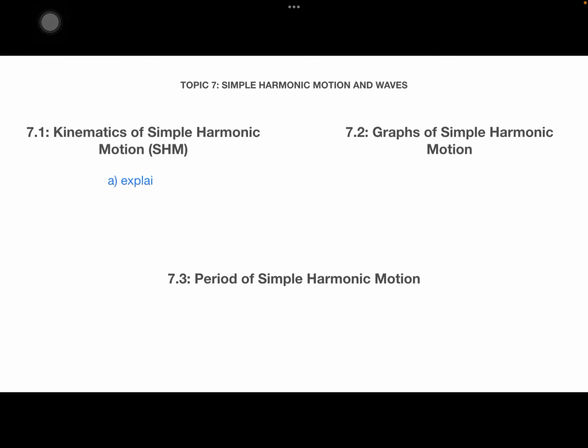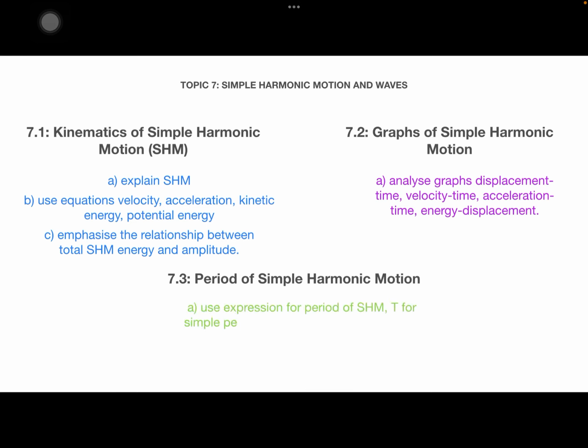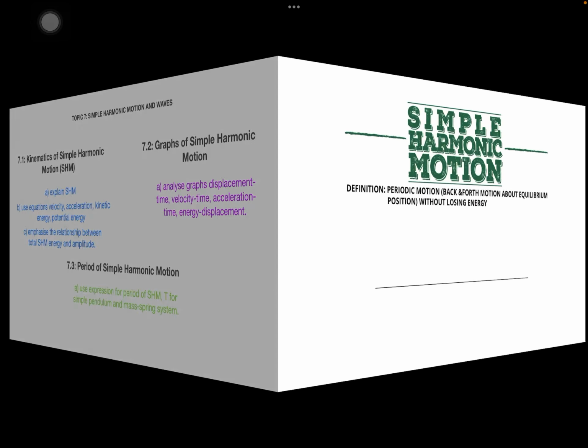In the subtopic 7.1 Kinematics of Simple Harmonic Motion, we will explain the simple harmonic motion and use the equation velocity, acceleration, kinetic energy and potential energy. Also, we will emphasize the relationship between total SHM energy and amplitude. In the subtopic 7.2, kita akan discuss tentang graph, which is we will analyze the graph for displacement time, velocity time, acceleration time and energy displacement graph. Untuk subtopik 7.3 Period of Simple Harmonic Motion, we will discuss the using of the expression for period of SHM, T for simple pendulum and mass spring system.